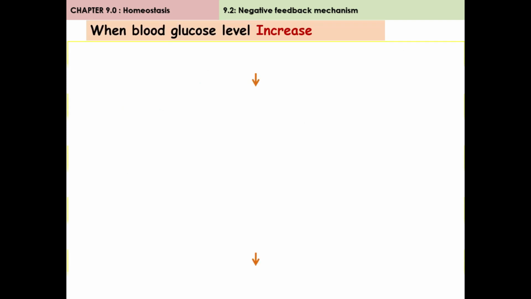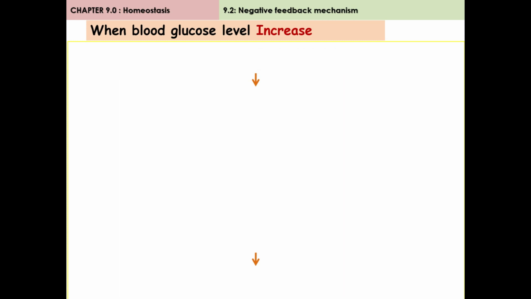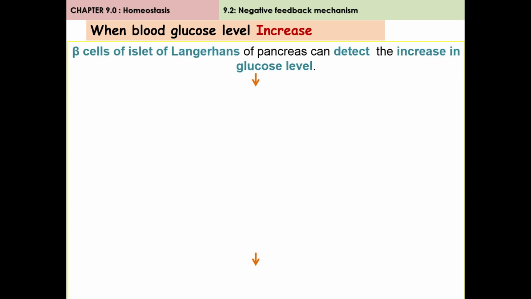Okay, now we move to the beta cells of the islets of Langerhans of the pancreas. They can detect the increase of glucose level. Beta cells of the islets of Langerhans of the pancreas can detect the increase in glucose level.